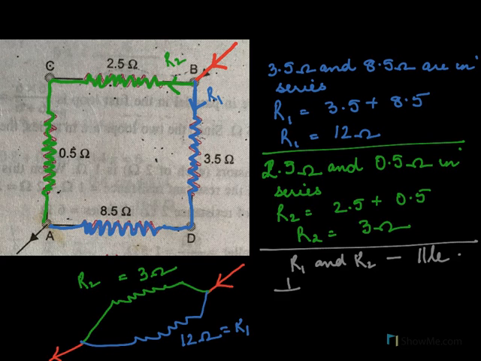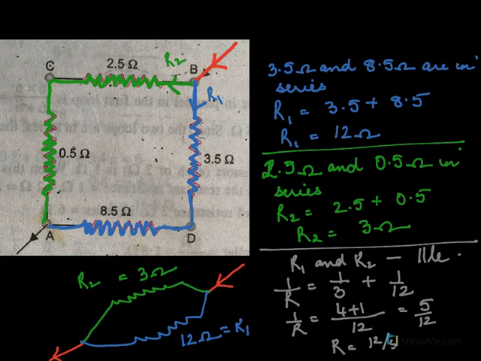So to find this, 1 by R equals 1 by 3 plus 1 by 12. So 1 by R, LCM 12, this is 4 plus 1, that is 5 over 12. So I have R will be 12 by 5 ohms. So this is the resultant of this entire figure.